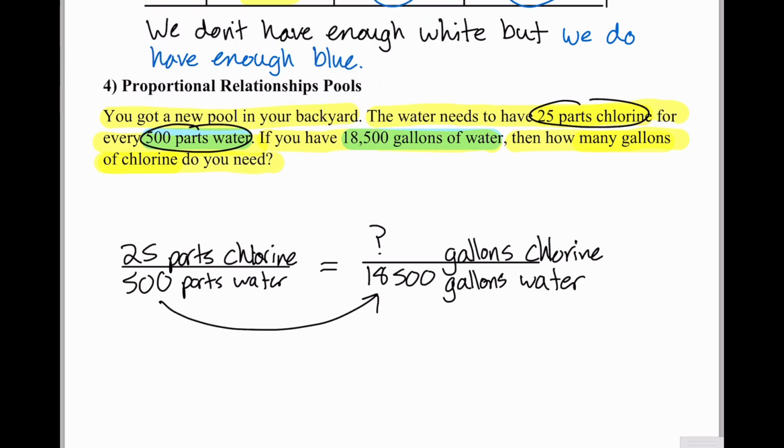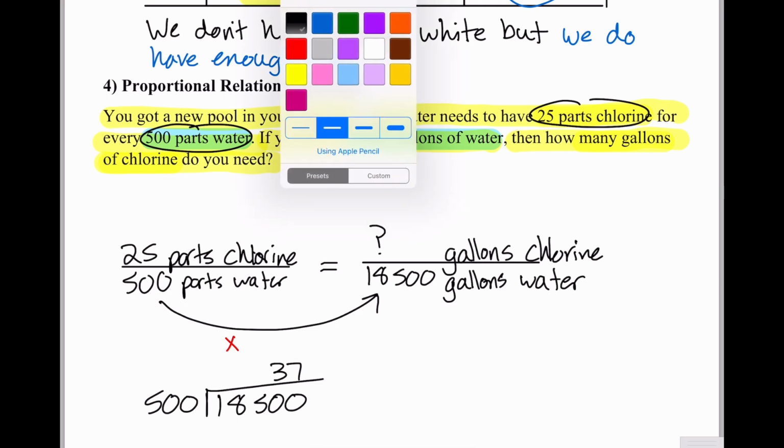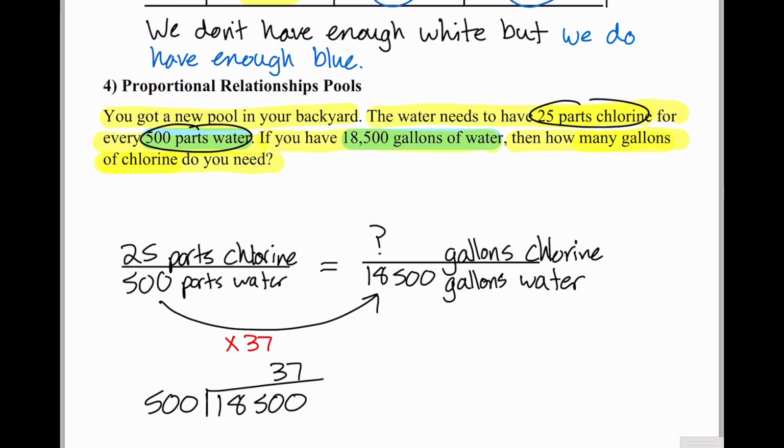Okay, so I just want to know, well, 500 times what is going to be 18,500? Because this is the pattern I'm going to use. Remember, it's proportional, so there is a common ratio, meaning we're multiplying the top and the bottom by the same number. So I'm just going to do a quick division. 18,500 divided by 500. You could put this into your calculator. The answer is 37. So we know that we're going to multiply by 37.